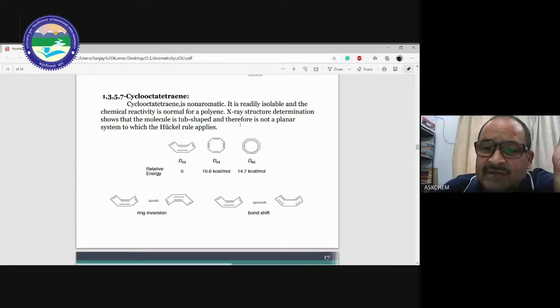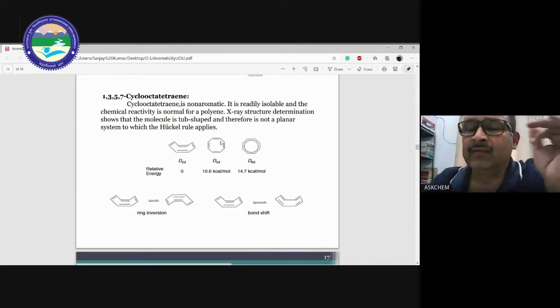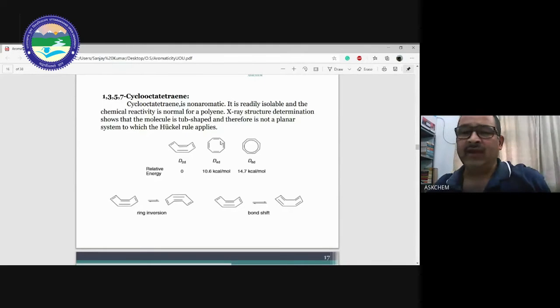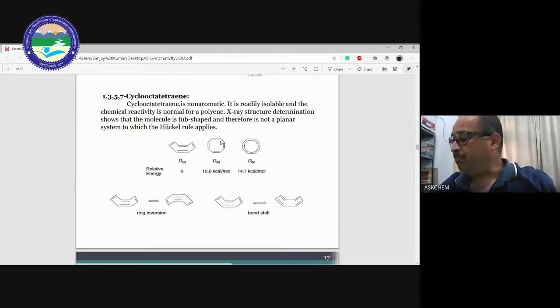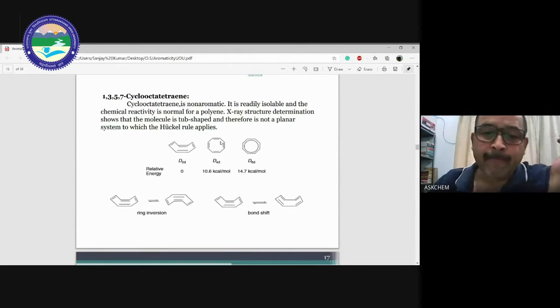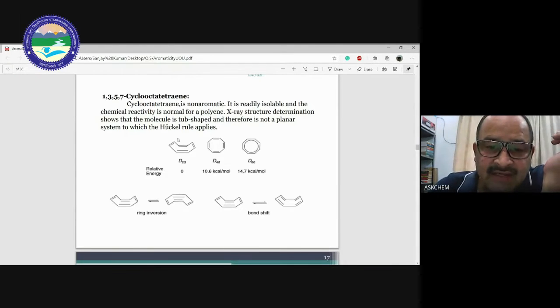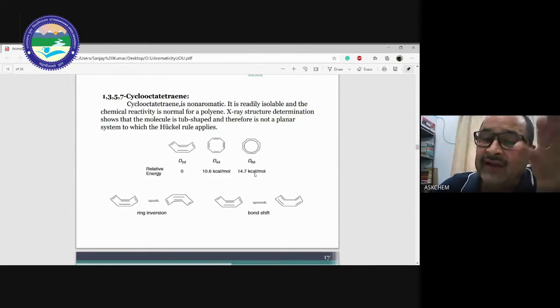Now it is tub-shaped, and therefore it is not a planar system on which Huckel's rule applies, because Huckel's rule is supposed to apply on a planar system. It is no longer planar. See in the diagram, this is the tub shape, relative energy is zero. When it is planar, its energy is 10.6, and when the 8 pi electrons get delocalized, its energy becomes 14.7 kilocalories per mole, that is, energy is increased.